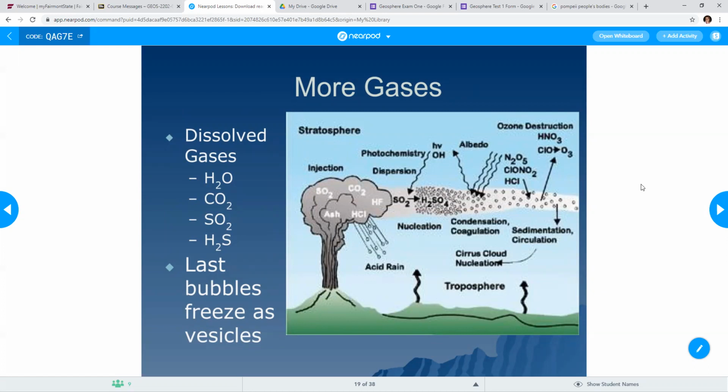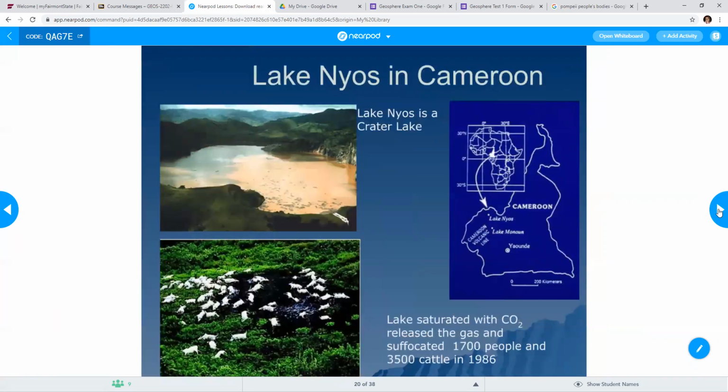But I want to show you how carbon dioxide can be trapped and come out of solution and be dangerous, even when it's not part of a volcanic eruption. And that happened in Cameroon, in West Africa, or Southern Africa, we'll find out, at Lake Nyos. These are the cattle and the people, but it suffocated over 1,700 people and all of the livestock. And nobody knew what was happening.